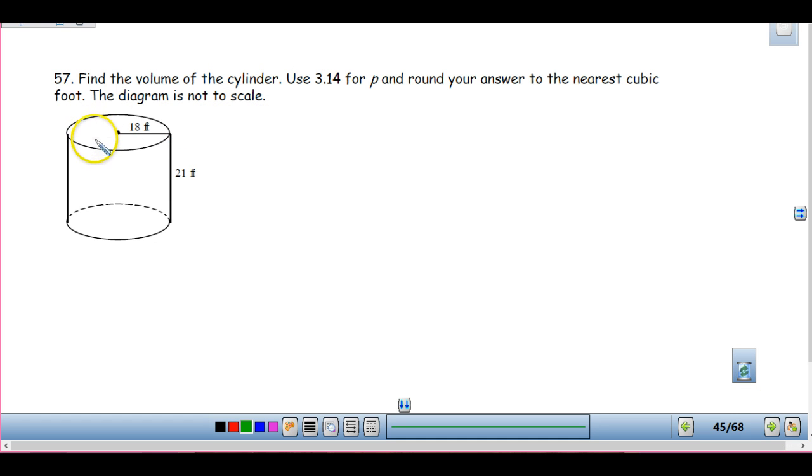Okay, so now we have a cylinder. Again, area of the base times the height, same thing. Area of our base, pi r squared. Okay, 18 squared is 324. So 324 pi times our height, which is 21. We have 6804 pi.